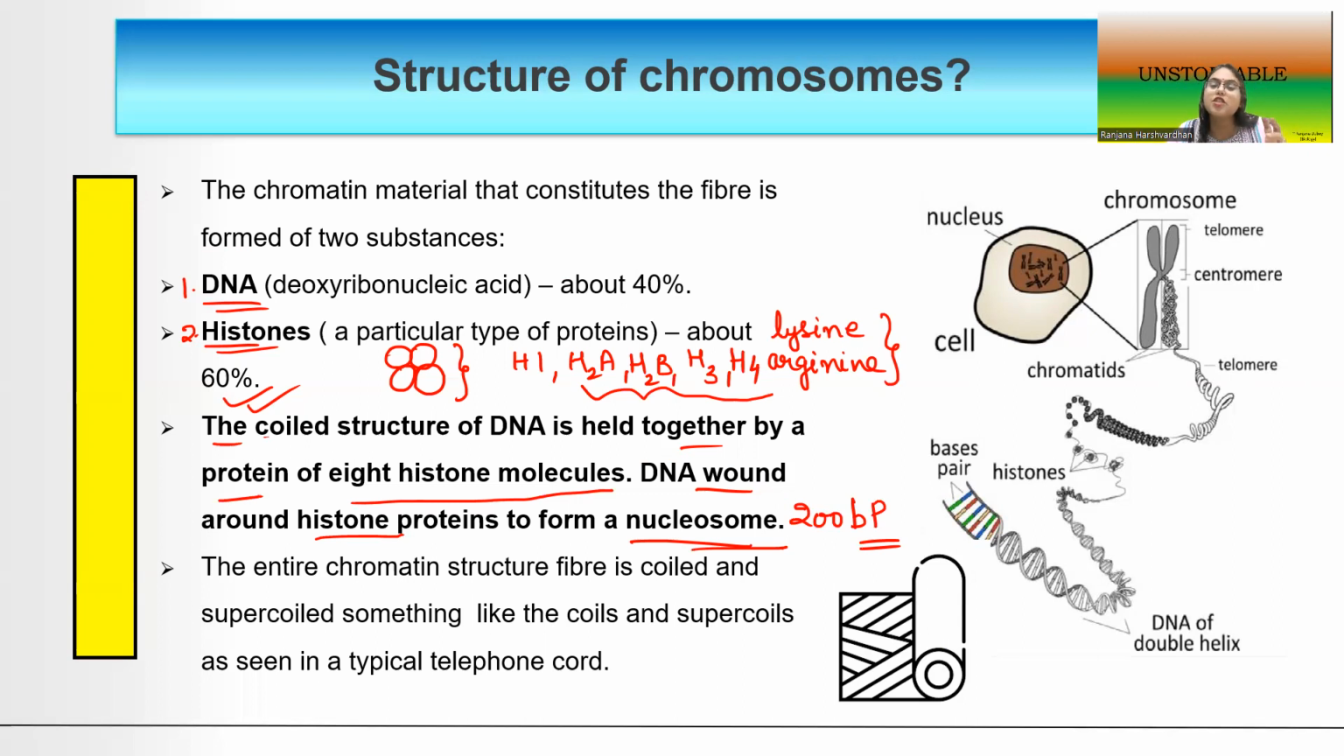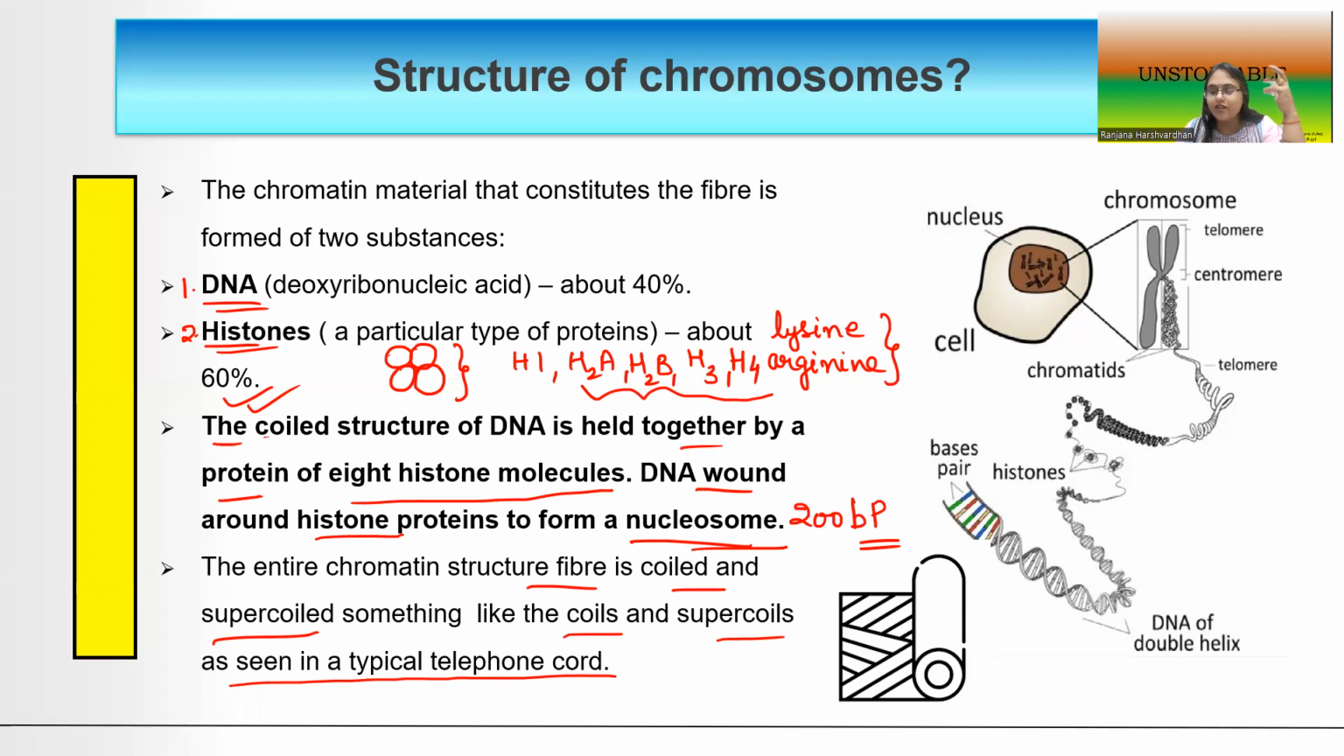So it has approximately 200 base pairs of DNA wrapped around the histone protein. Now the entire chromatin structure fiber is coiled and supercoiled, something like the coils and supercoils you see in a typical telephone cord.